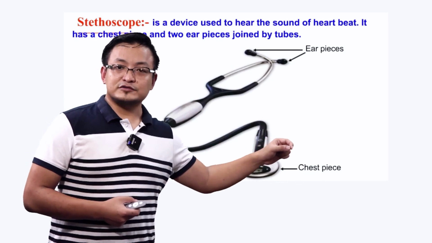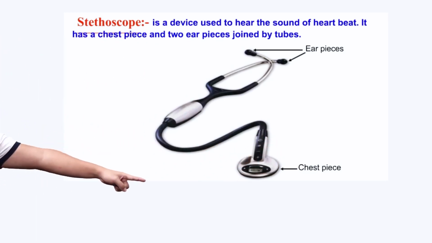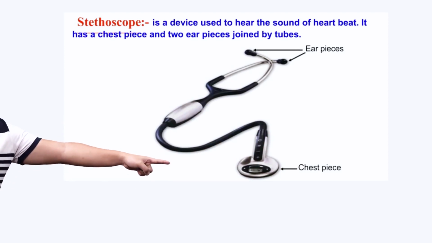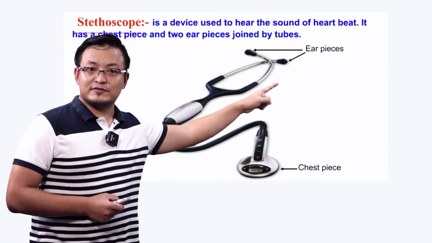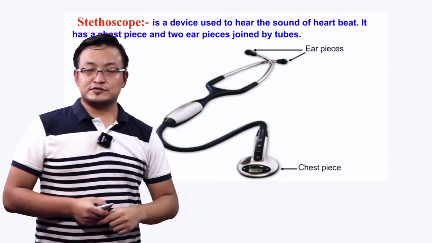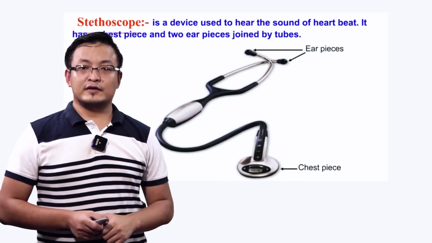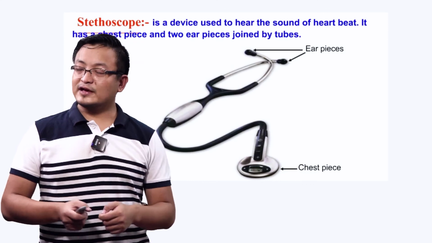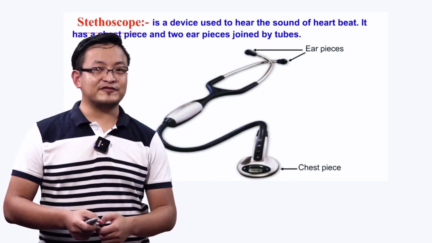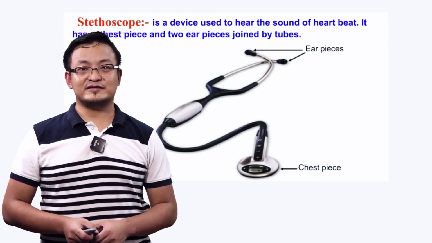Now you can see here, students, it has a chest piece, and here we can see it has 2 earpieces. So students, this is a stethoscope. If you are asked what a stethoscope is, the answer is very simple: it is a device used to hear the sound of heartbeat.